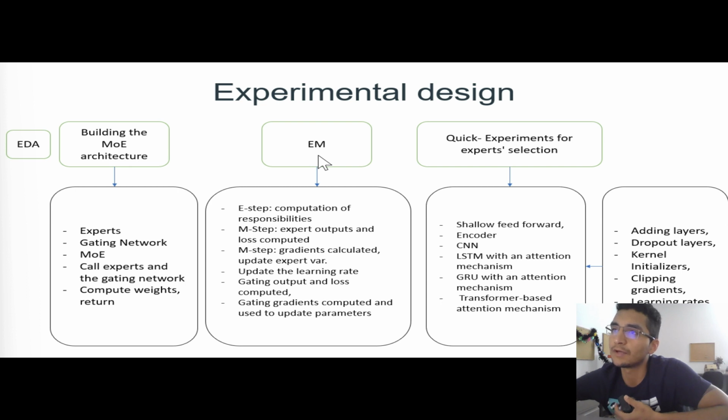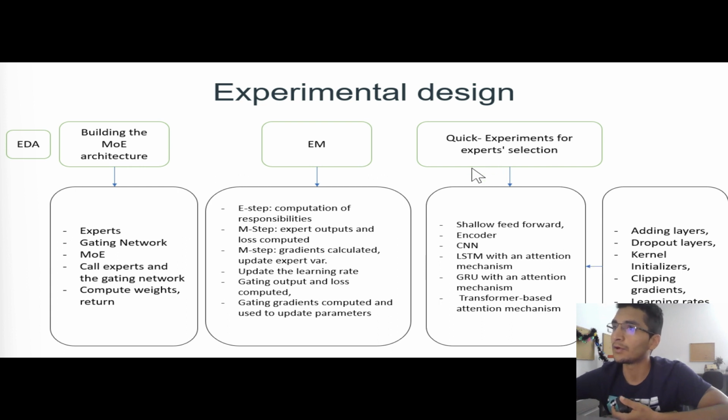The algorithm that we are using for updating all the variables for both the experts and the gating network in this case is the expectation maximization algorithm. In the first step, the expectation step, it computes all the responsibilities of the models, and then in the maximization step, all the parameters are updated using the gradients that are calculated inside the algorithm.